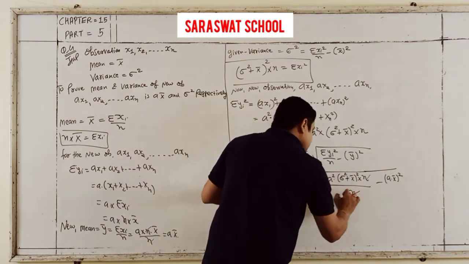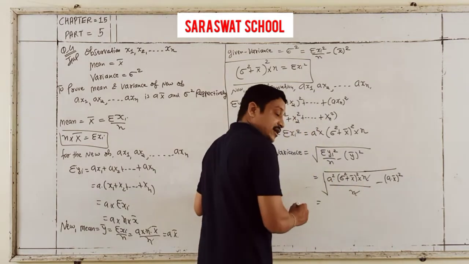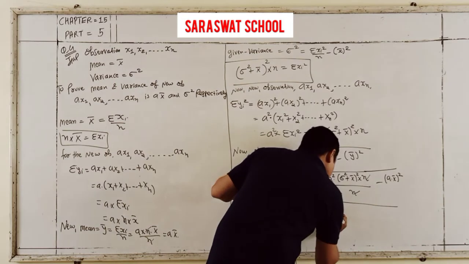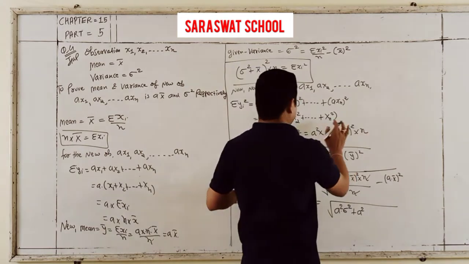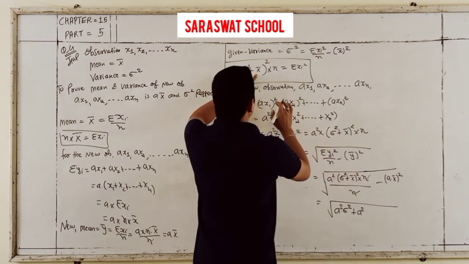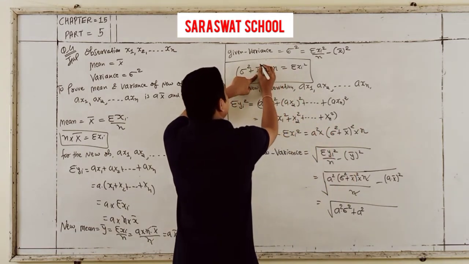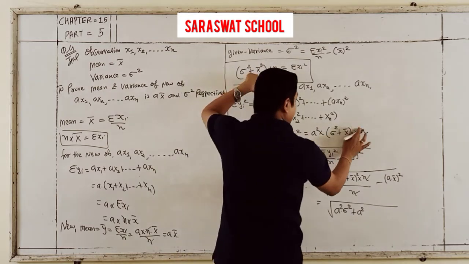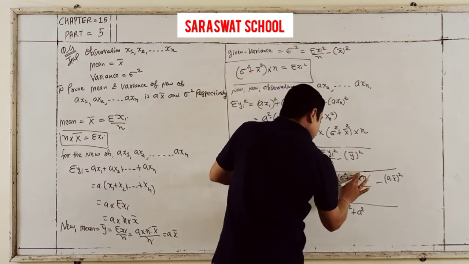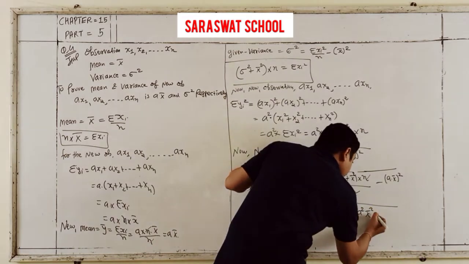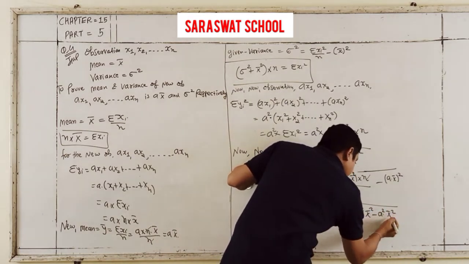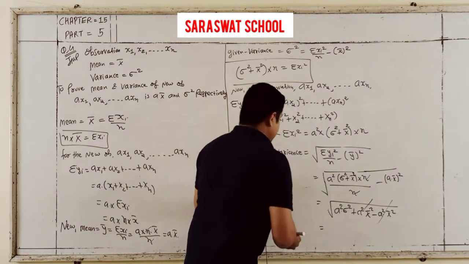So this n and this n cancel. Only the remaining data is a square sigma square plus a square. I think I made a mistake there. Here only a square sigma square, and here only x bar square. Yes, this was our mistake. Here write down x bar square, and here write down x bar square, not the whole square. Now a square x bar square and a square x bar square cancel. So my answer is a variance.